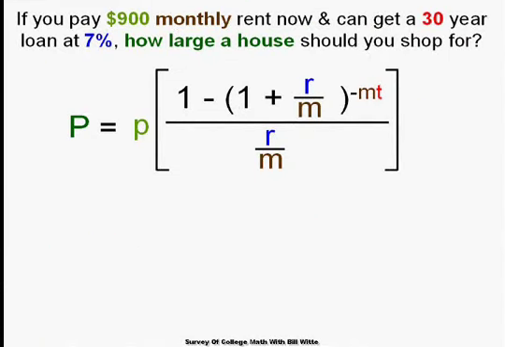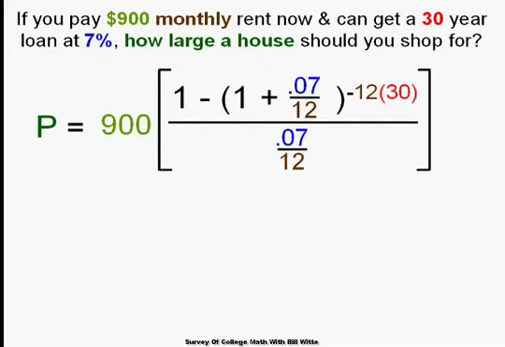Right now, and this is a typical situation some people are in: if you're paying rent, that's no good. You want to buy a house. You know you can afford $900 a month because you pay $900 a month rent, and most people pay more than that. So let's ask the question. If you know that you can afford $900 a month, and you can get a 30-year loan at 7%, which at least right now as I record this, I know you can do better than that, how large a house, what present value, should I be shopping for?